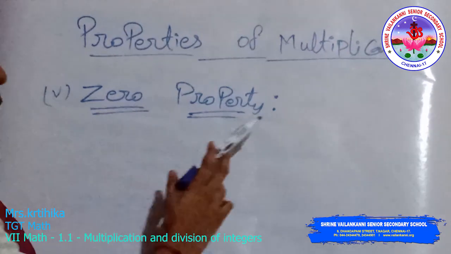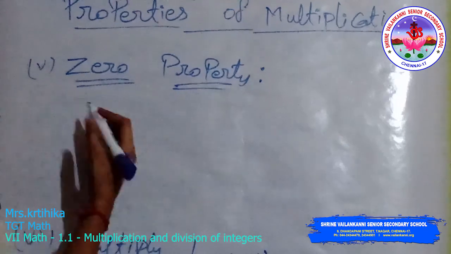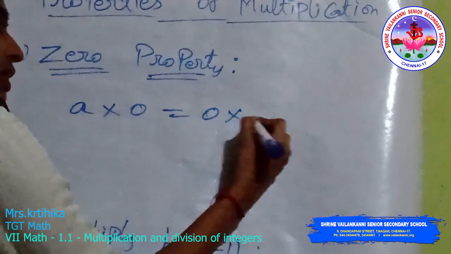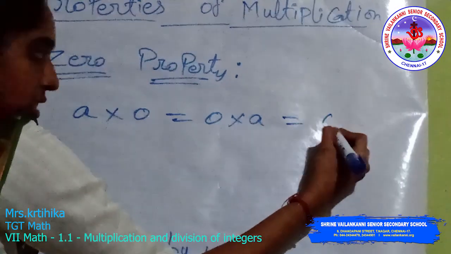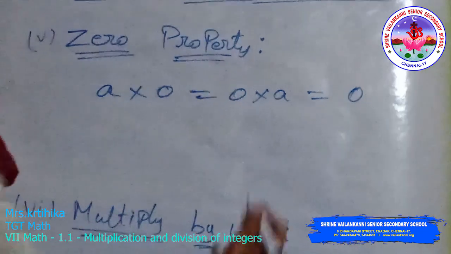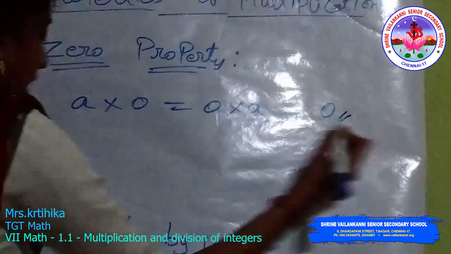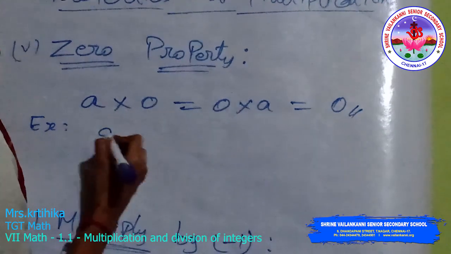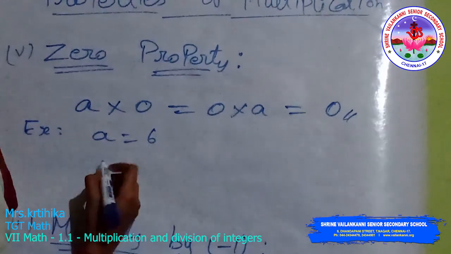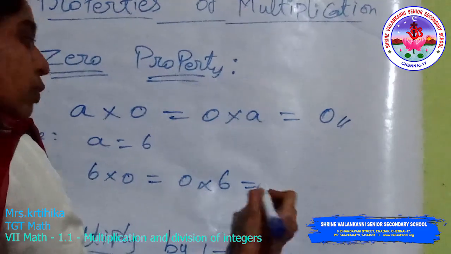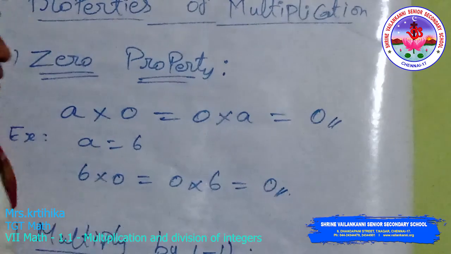Next property is zero property. If integer a is multiplied with 0 is equal to 0 multiplied with a, the answer will be 0. Multiply any value with 0, the answer will be 0 only. Example, a is equal to 6. 6 into 0 is equal to 0 into 6 is equal to 0 only.